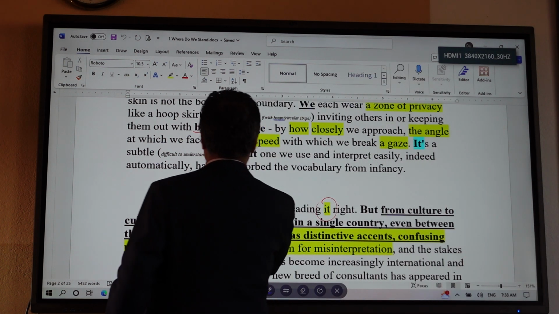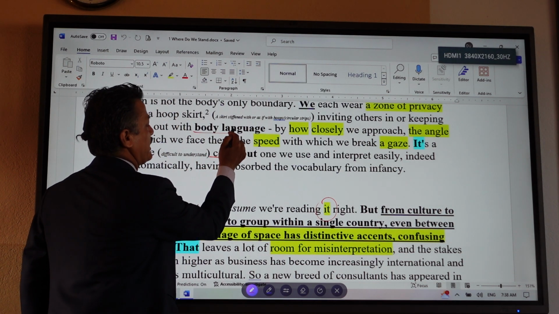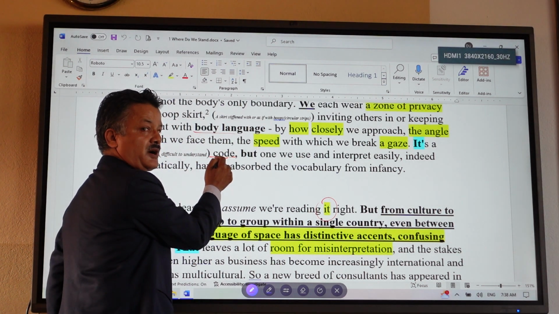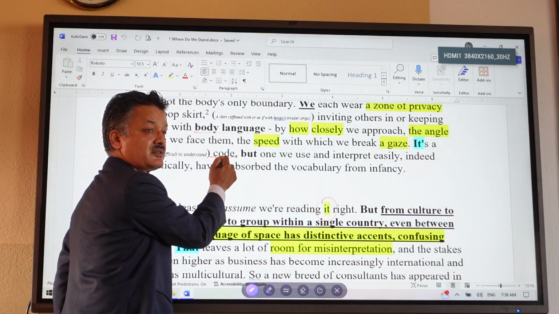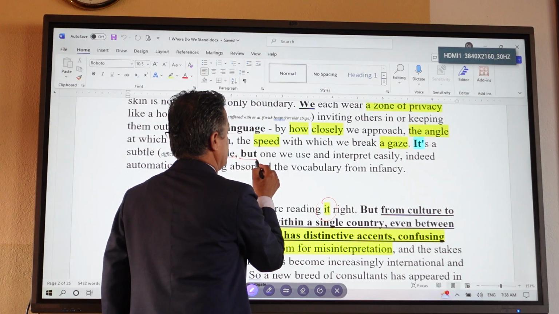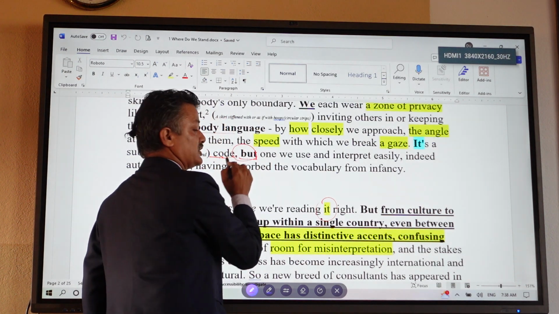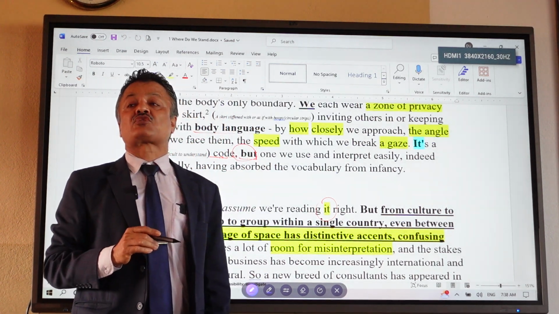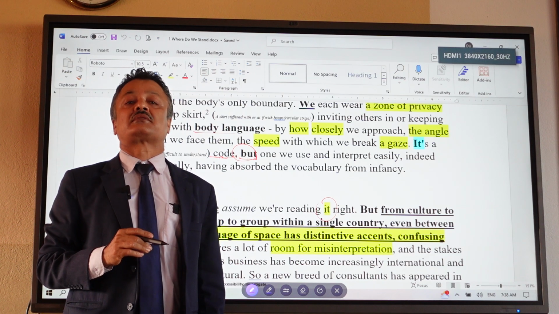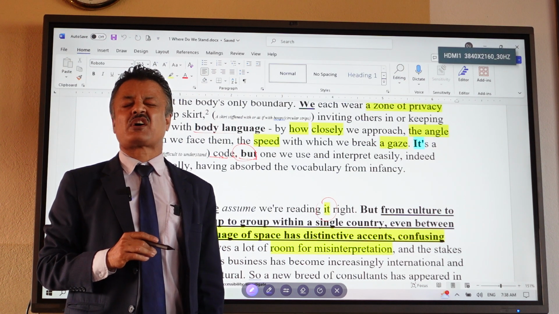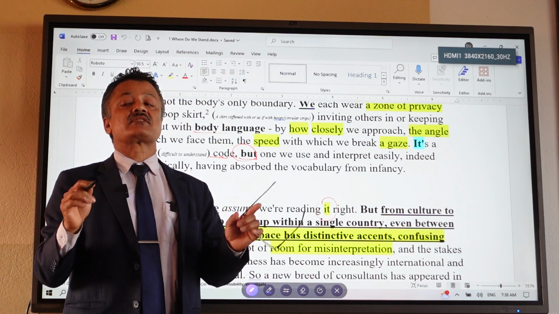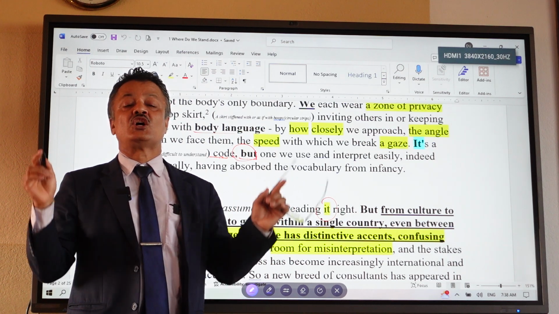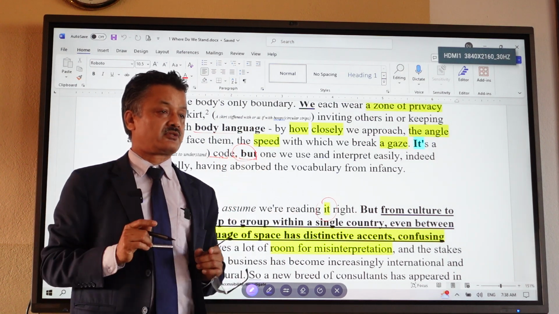So when we belong to the same culture, we understand the body language. Hans mat pagli pyar ho jayega, the body language. Now look here. But. Why did I highlight it? The word but is called a contrast marker. What do we call it? It connects two sentences which present opposite ideas.